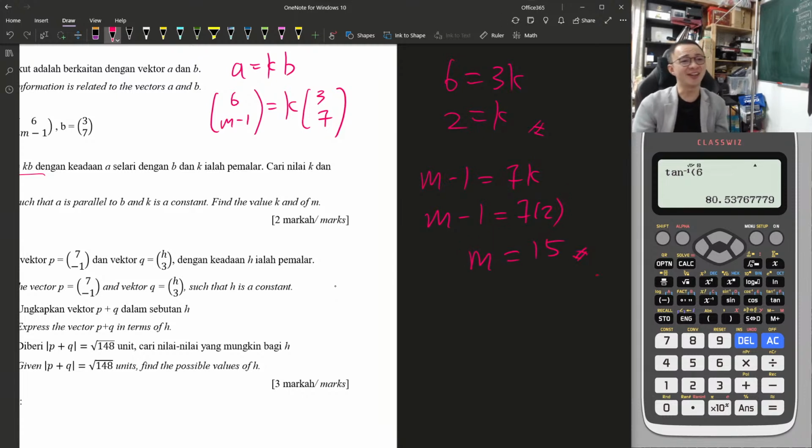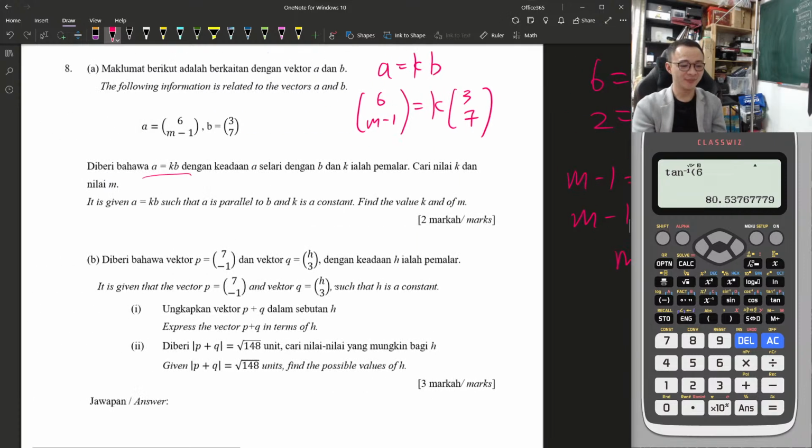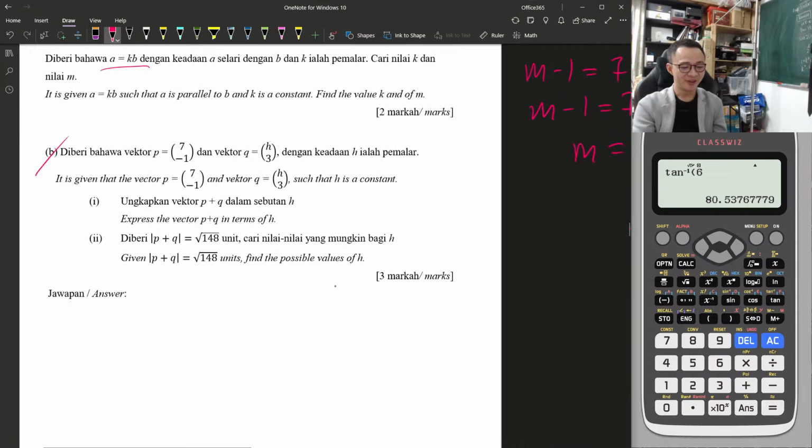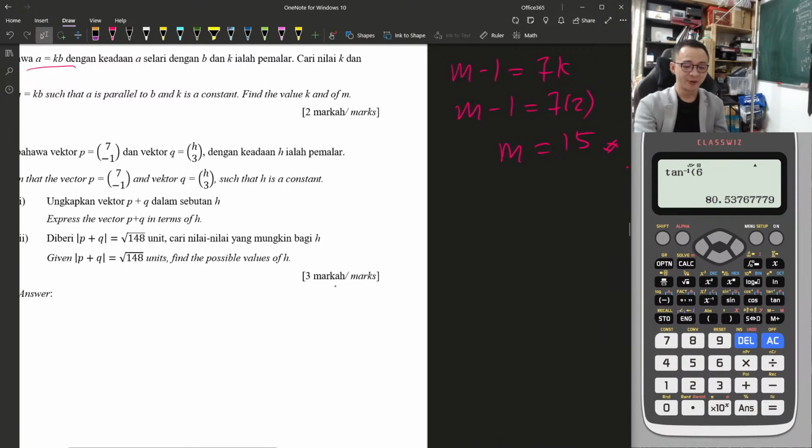Yeah, it's very easy to get 2 marks here. No surprise. You can read the question. Okay, so part B also. Express the vector p plus q. Since they asked about vector p plus q, let's change color. I don't like so many reds here. Okay, so p plus q.